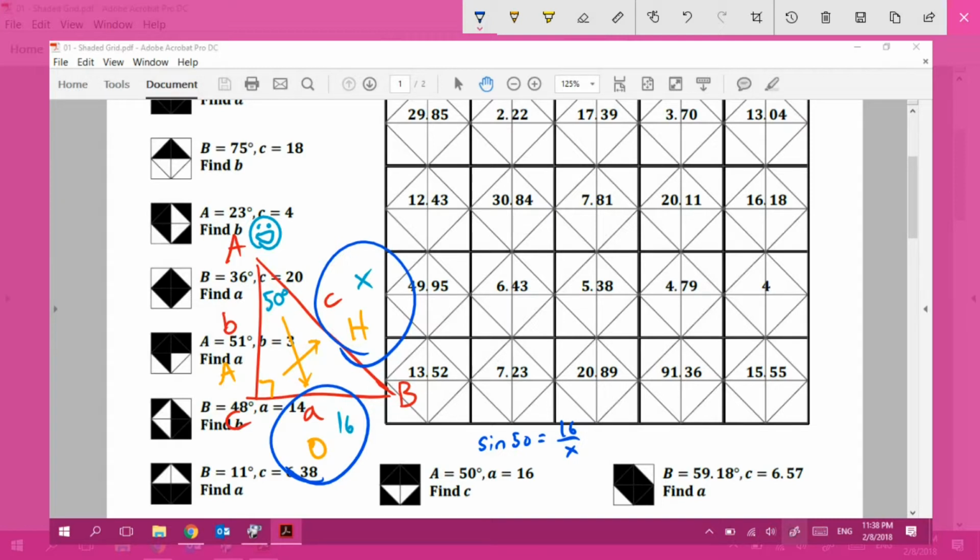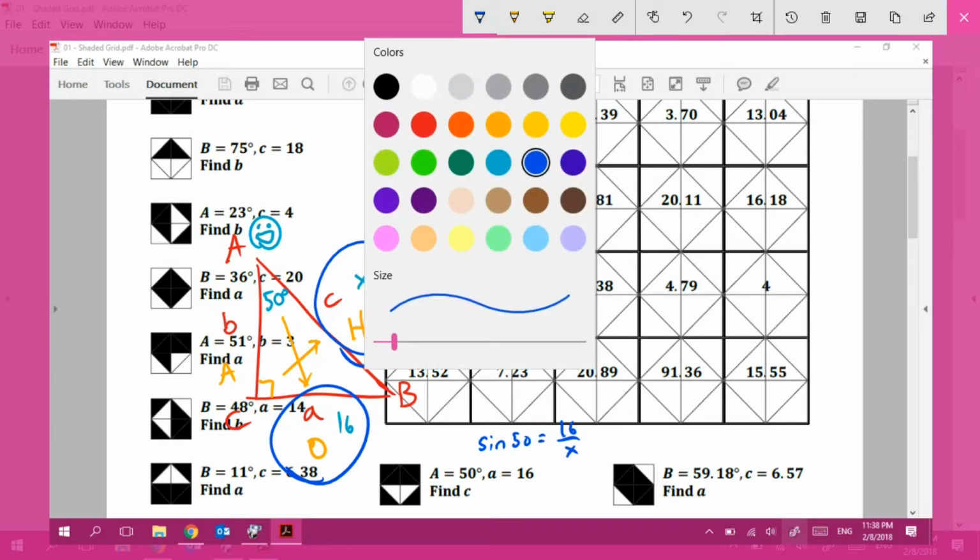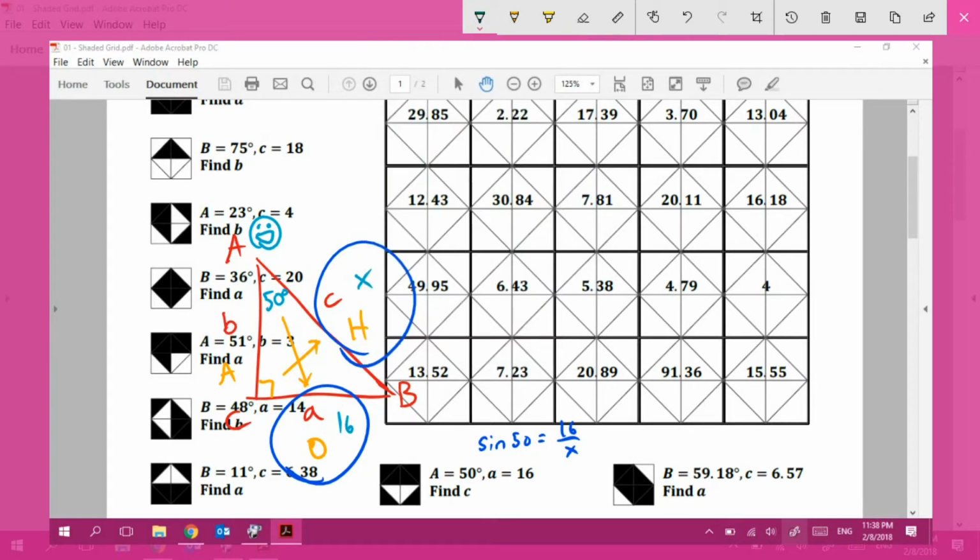It's just the same thing, but it's two steps, okay? First, take a look at what we're going to do. I'm going to do it in dark green, a different color. So first, we're going to multiply by x on both sides. That gives me x sine of 50 equals 16.